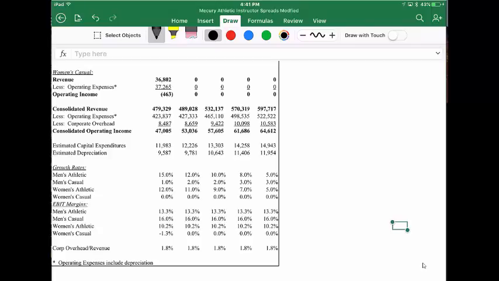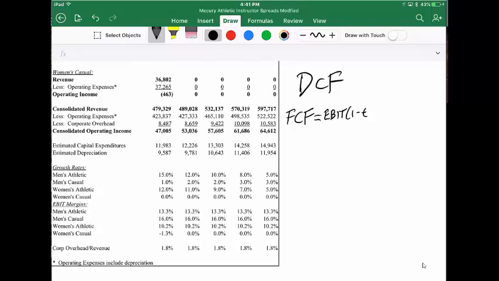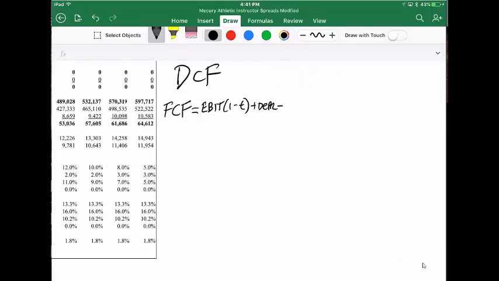So now we're going to start looking at the discounted cash flow, and we'll start here on our projections page because we'll find that most of the information we need for the discounted cash flow is going to come from this page. So in order to do a discounted cash flow, we have to calculate our free cash flows, and if you remember the formula for that, it's EBIT, earnings before interest and taxes, times 1 minus the tax rate, plus depreciation, minus CapEx, and then plus or minus the change in net working capital.